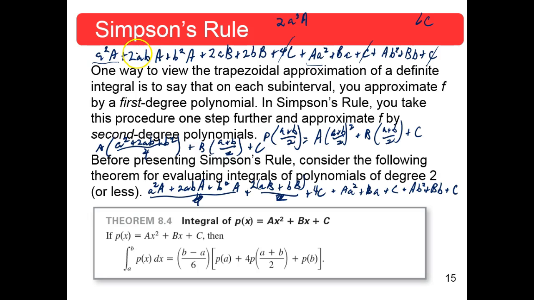Okay. 2AB capital A, I don't see any other terms like that, so I'll write that down, plus 2 little a little b capital A. Here's a b squared capital A, and there's a b squared capital A. So that's going to be plus 2 little b squared capital A. Can you read that? Yes, sir. Black on red. Okay. Little b squared capital A.